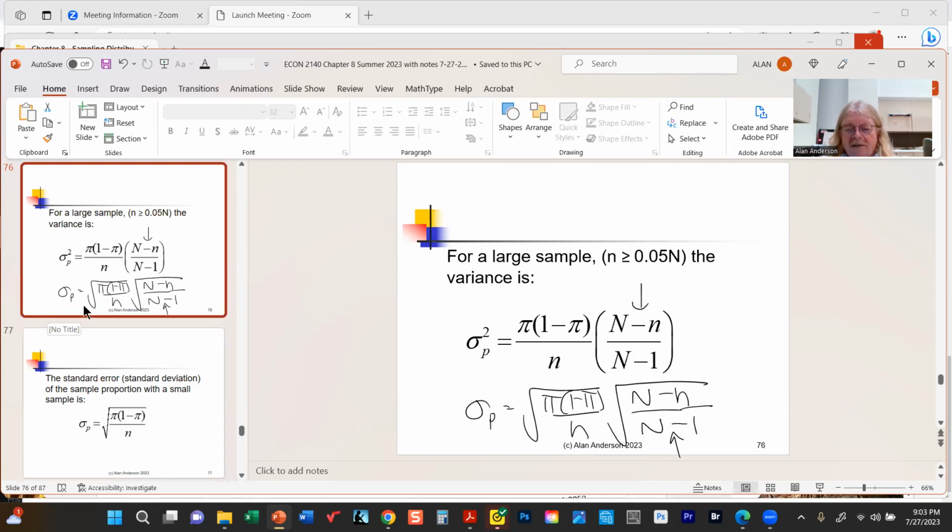So once again, for large samples, we do need to make a correction, right? Because otherwise our results will not be accurate. It's just that simple.